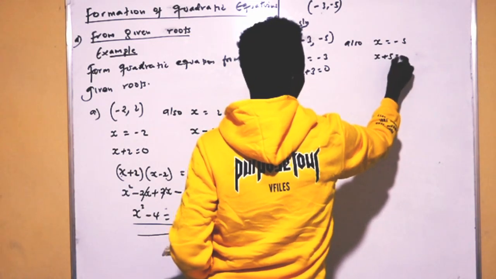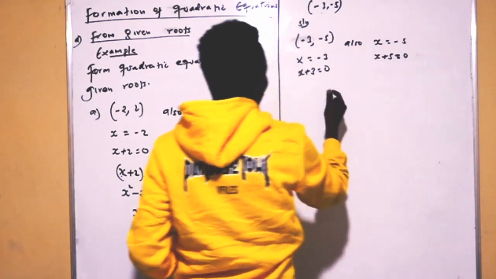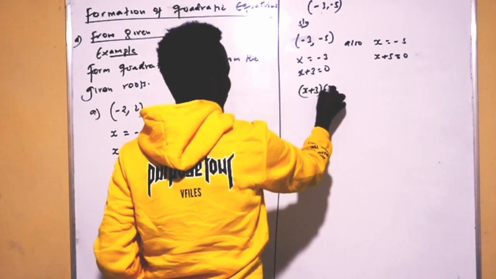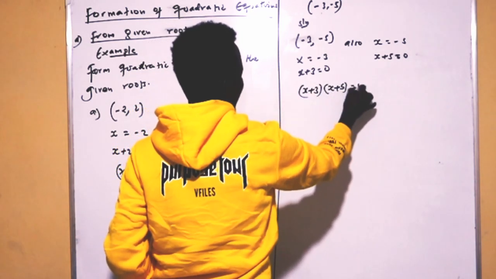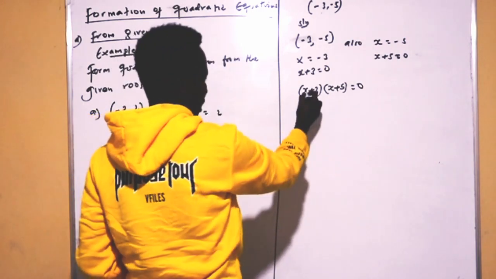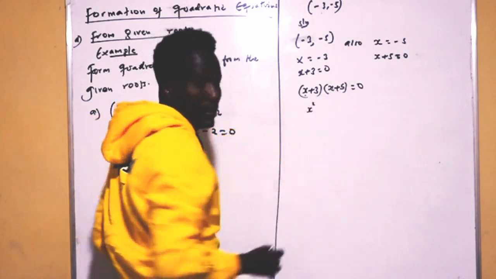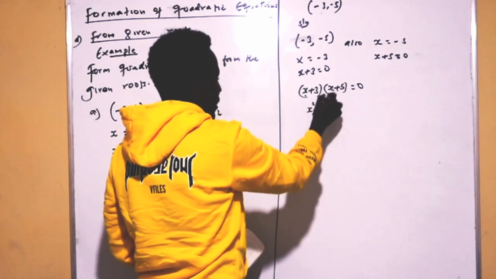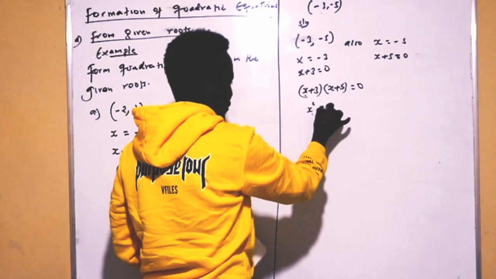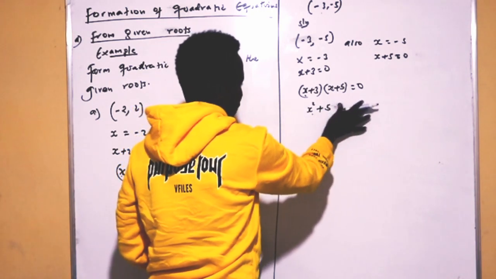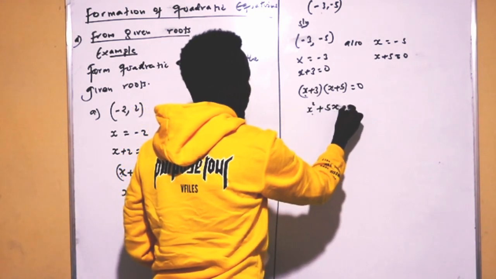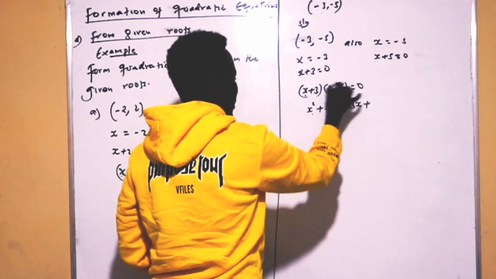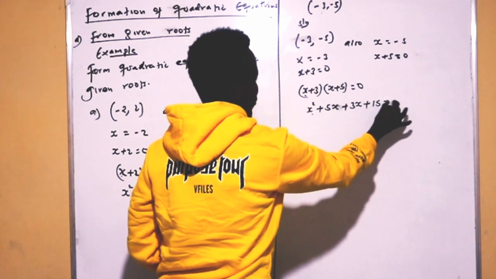x plus 5 is equal to 0. So what you're going to do is (x plus 3) into (x plus 5) is equal to 0. Then finish your work. x times x is x squared. Don't forget that. Plus x times 5 is 5x. Plus 3 times x is 3x. Plus 3 times 5 is 15, is equal to 0.